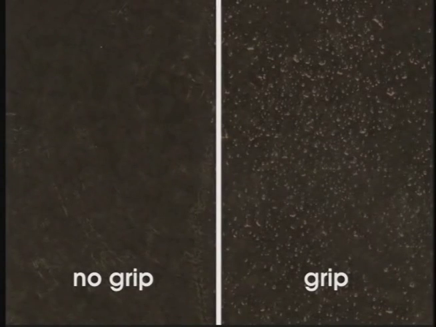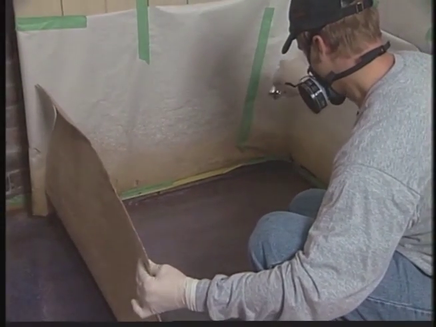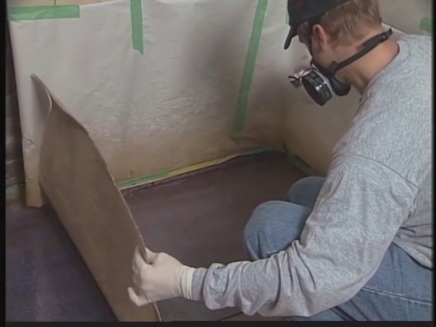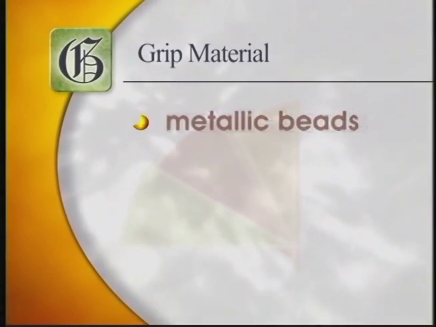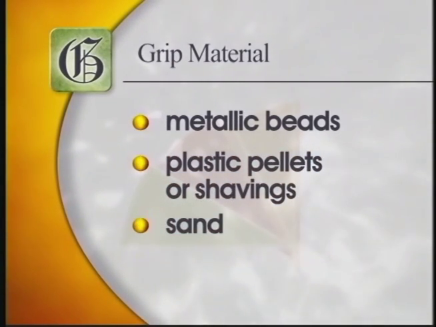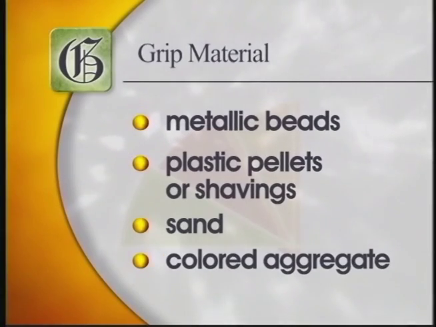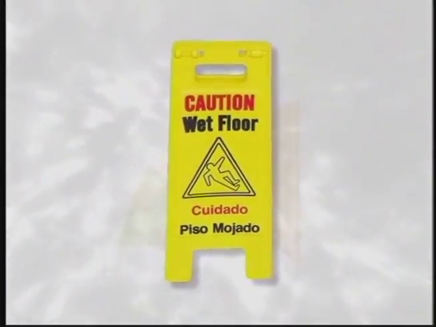For areas requiring slip resistance, grip can be added to the coating material or broadcast onto a wet surface. This will require a second coat to lock in the grip materials. A salt shaker may be used to control and apply grip in the entranceways where water and puddling may be a problem. The common types of grip material used are metallic beads, plastic pellets or shavings, sand, colored aggregate. Address slip and fall hazards in all projects.